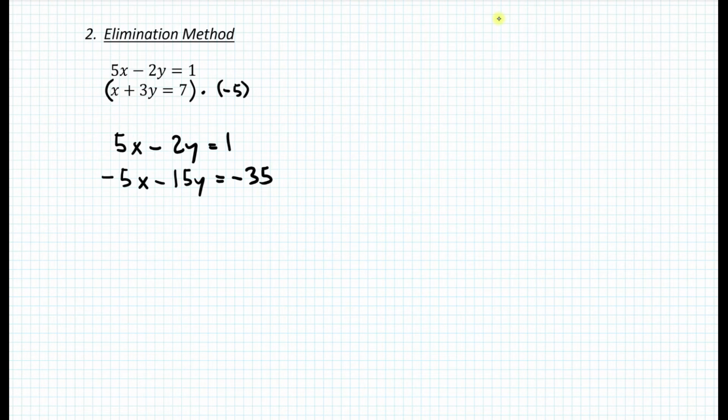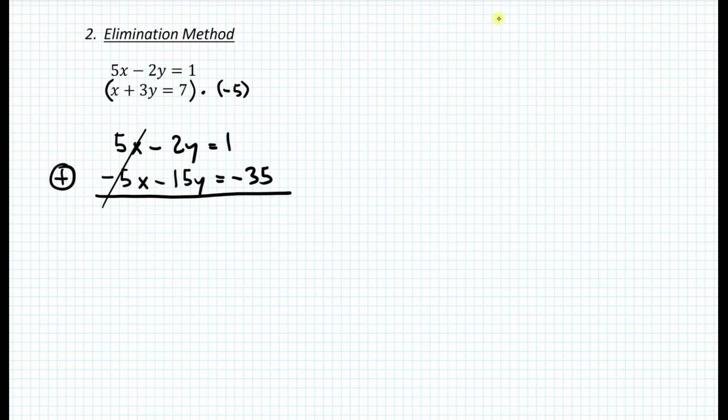-35. Now once you do this, you make a line, and our goal is to add both of these equations. If we add 5x and -5x, notice that this cancels. So we have 0, and we have just eliminated the x variable.